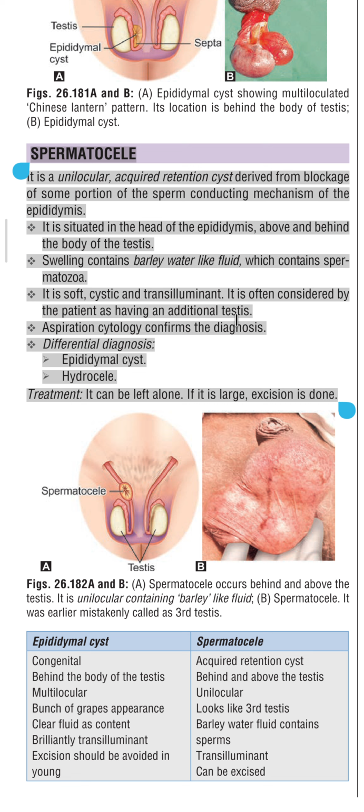Spermatocele. It is a unilocular, acquired retention cyst derived from blockage of some portion of the sperm conducting mechanism of the epididymis. It is situated in the head of the epididymis, above and behind the body of the testis. The swelling contains barley water-like fluid, which contains spermatozoa. It is soft, cystic and transilluminant. It is often considered by the patient as having an additional testis. Aspiration cytology confirms the diagnosis.